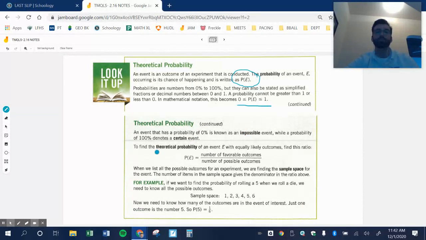So theoretical probability is the number of outcomes we want over the number of possible outcomes. When we're listing outcomes for an experiment, we're finding the sample space of our event. All right, that's a lot of mathematical words. So our sample space, if you look at this example, rolling a die, I want to hit a 5. I have a 1 in 6 chance of rolling a 5. You've probably seen this notation before.